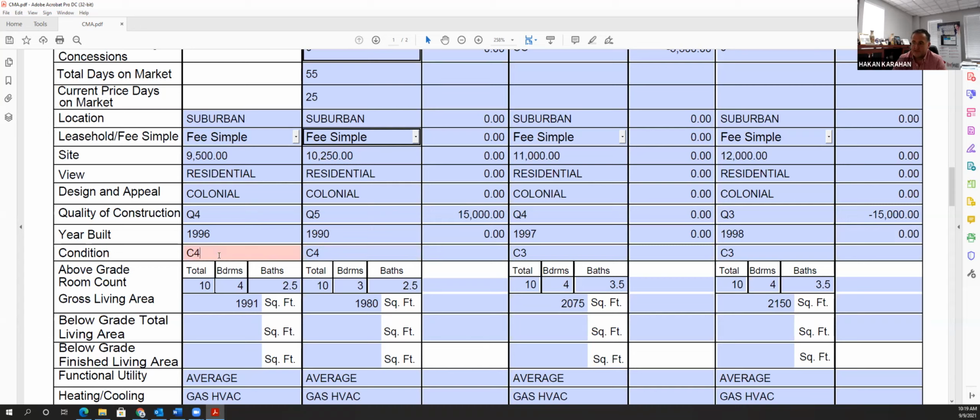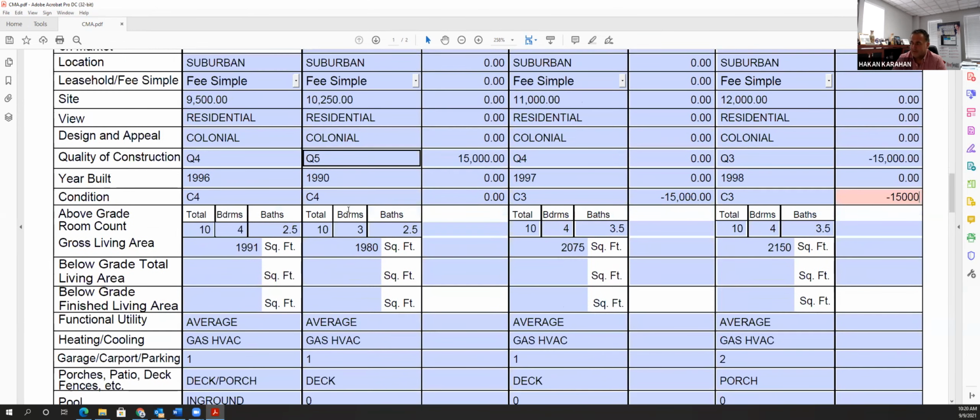So here's the condition. Q is quality and C is for condition. So C4, and there's no credit here. C3, again, minus $15,000 because the condition of this property is better than our subject. And same thing in here, minus $15,000.